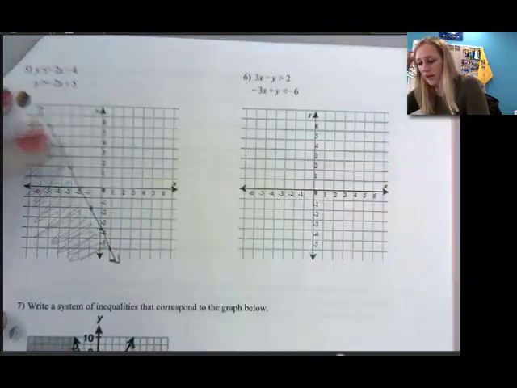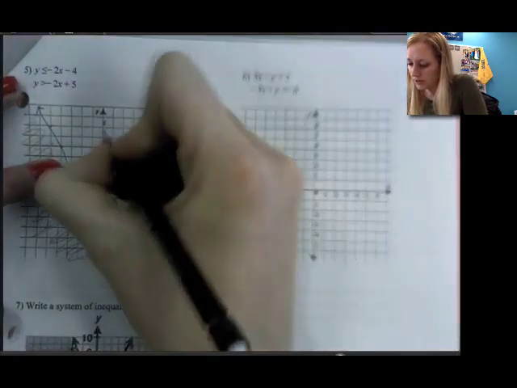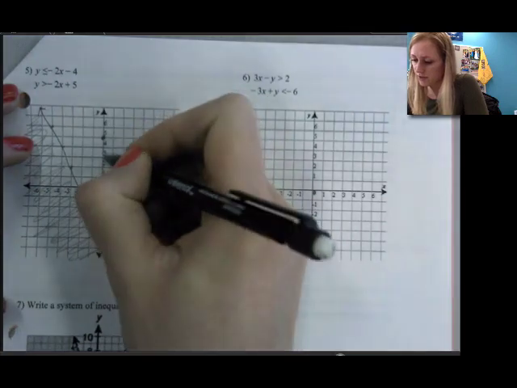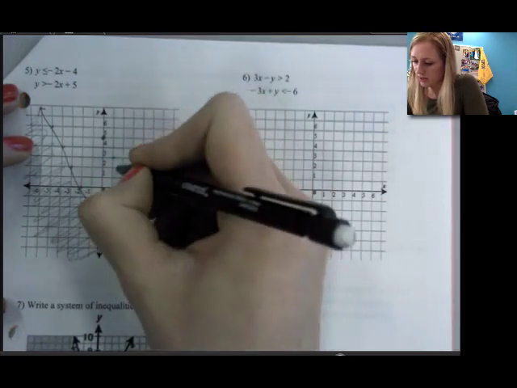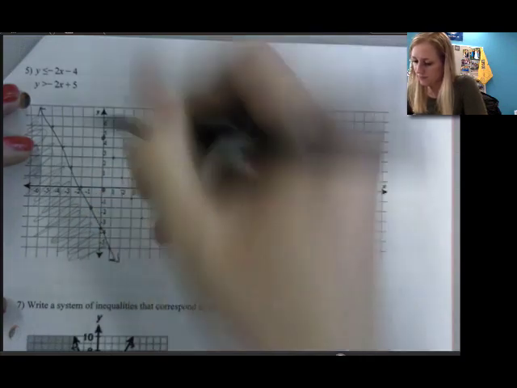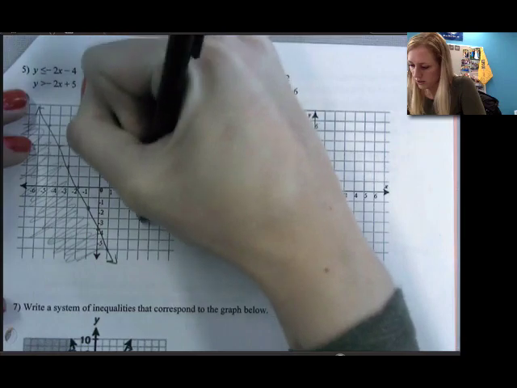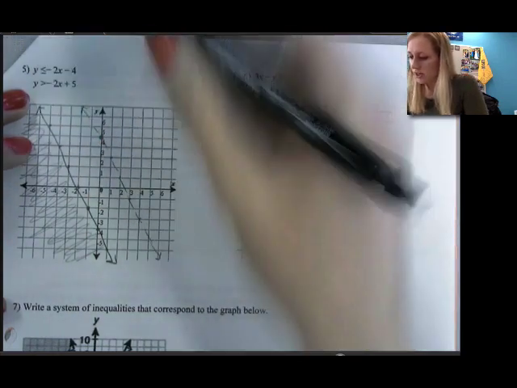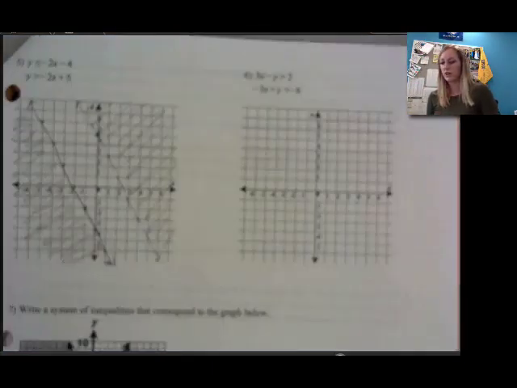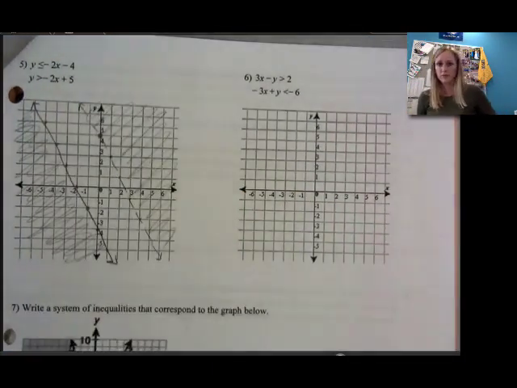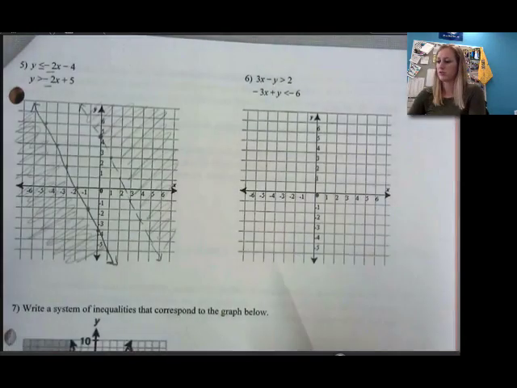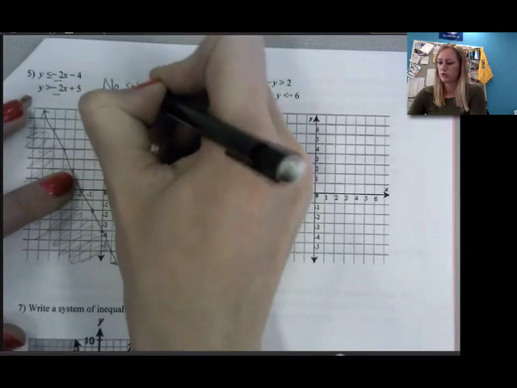Y is greater than negative 2x plus 5. So positive y-intercept 5. Slope of negative 2. And this is going to be a dotted line. And it's shaded above. So here there's going to be no solutions because there's no overlapping of the shaded region. Notice that happened when we had the same slope and different y-intercepts. So this is no solutions.